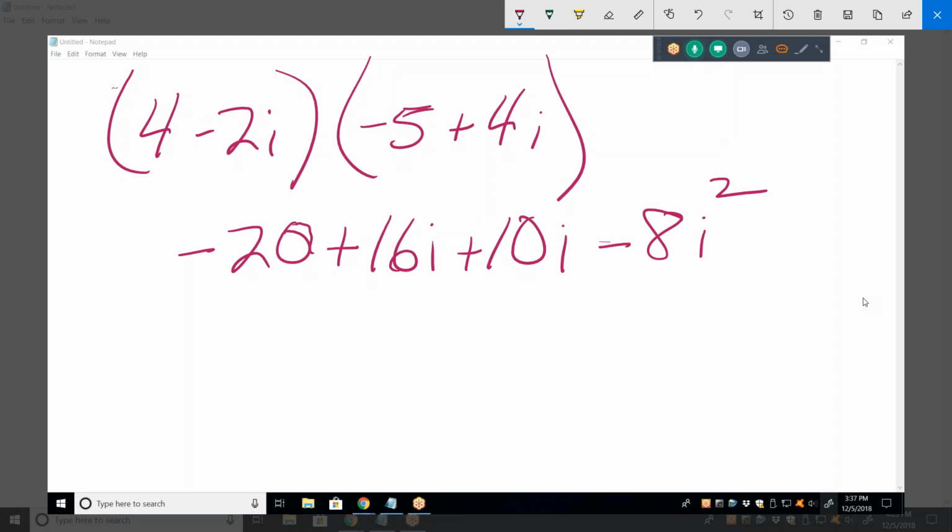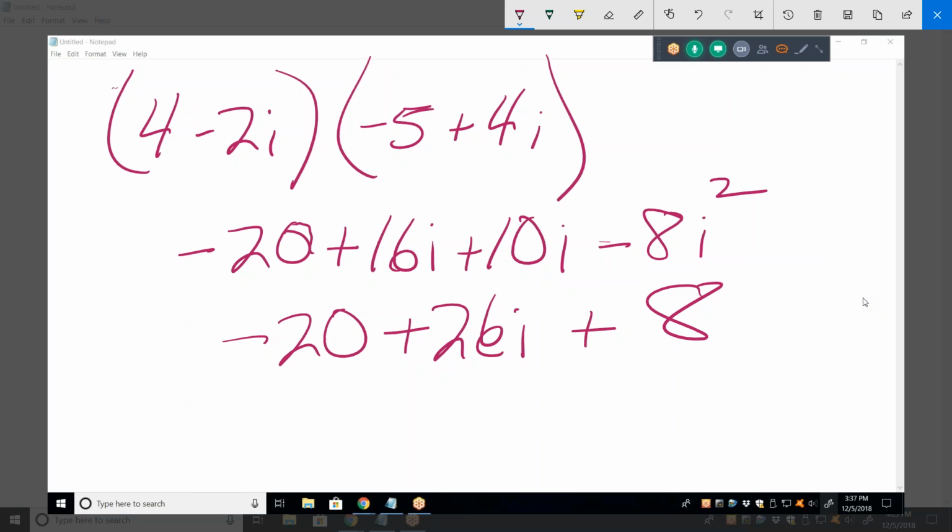Now, simplify that. -20 plus 26i plus 8. For a final answer of? -12 plus 26i. There you go.